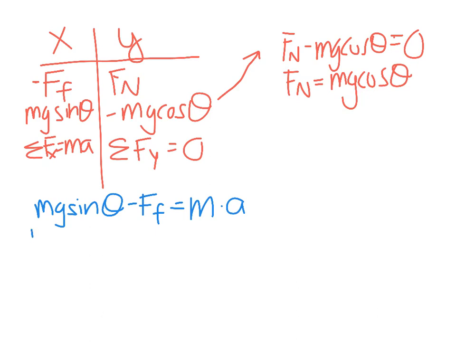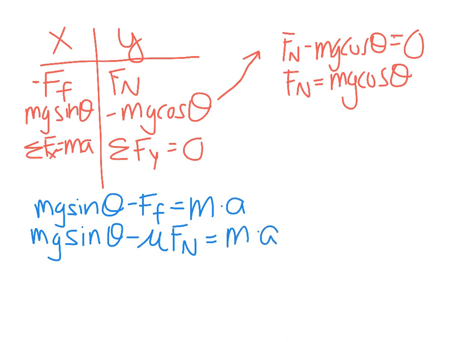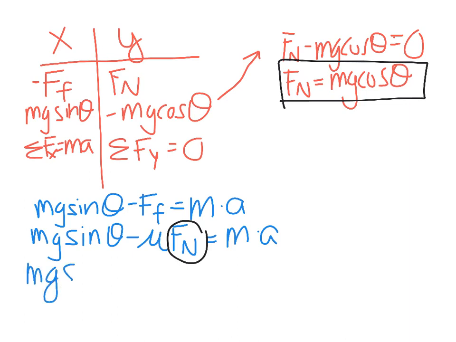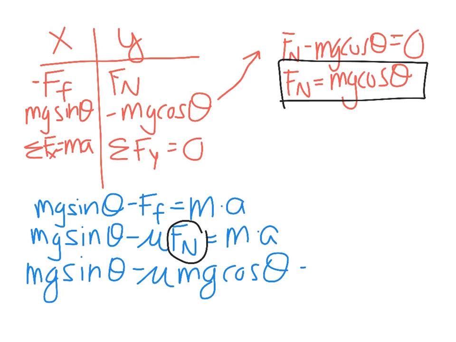Now, for my force of friction, we need to think of the equation for that. So go back in your notes. That's going to be mu, coefficient of friction, times force normal, equals mass times acceleration. Now I can plug in for force normal what I found up here. So there's a lot of math going on. So make sure you take a moment to really understand where I'm going with this. So I have mg sine theta minus mu, and I substitute that in, mg cosine theta equals m times a.